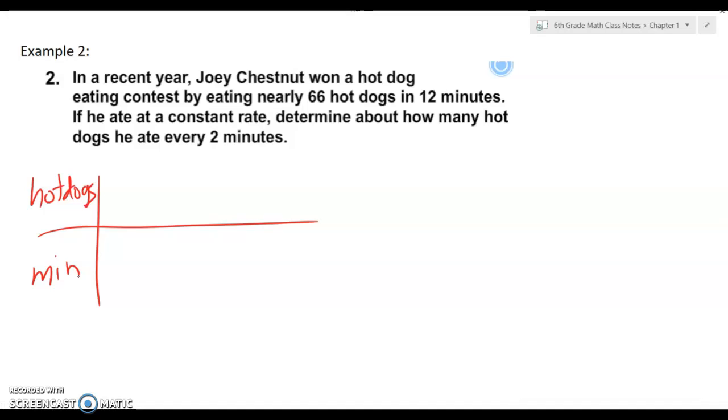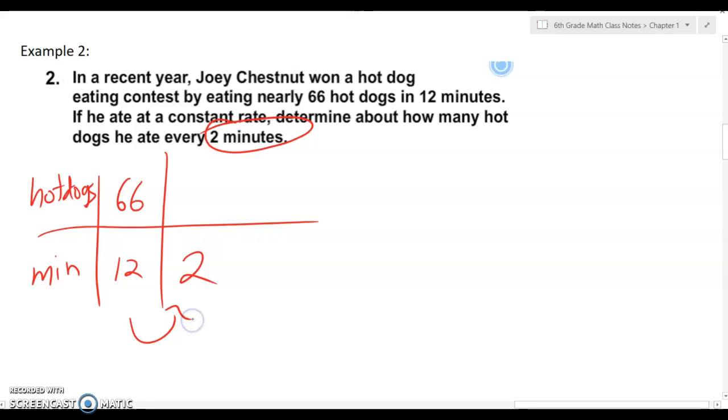Now you're going to write down the numbers that go with each unit. So hot dogs, 66 in 12 minutes. Now you need to determine how many hot dogs he ate every 2 minutes. So I'm going to put a 2 here where it says minutes. Then I'm going to think to myself, okay, how do I get from 12 to 2?